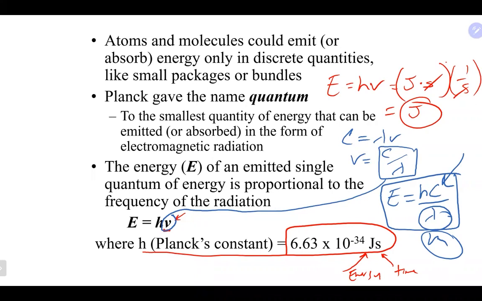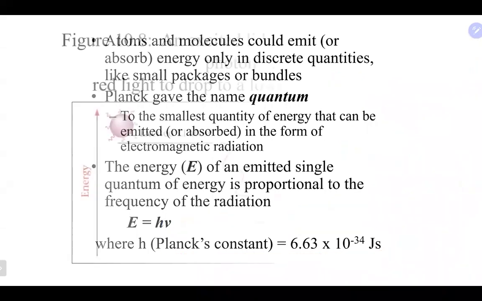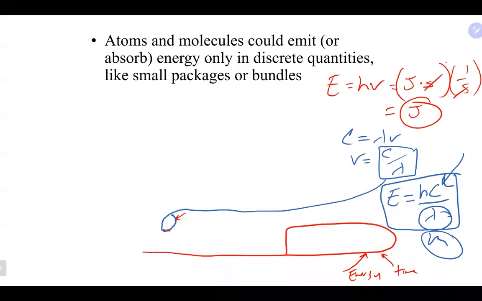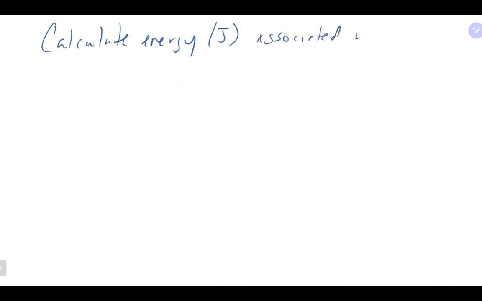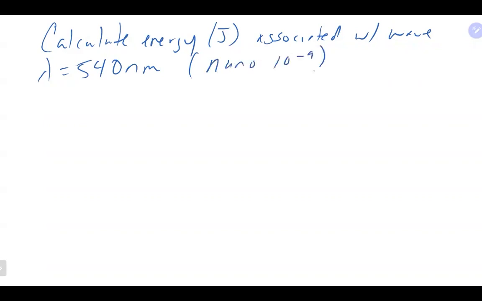So why don't we try the one we just did? Let's calculate the energy associated with what we just calculated, which I think was 540. So I want you to calculate the energy in joules associated with a wave that has a wavelength of 540 nanometers. And again, nano is 10 to the minus 9.